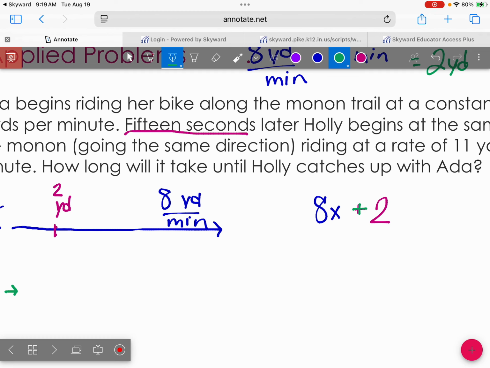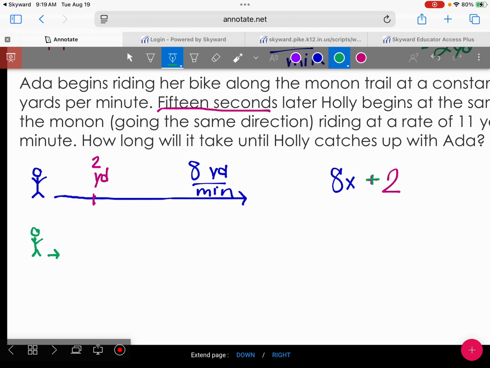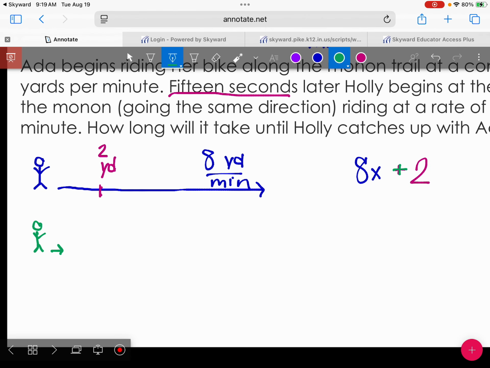So this is the expression for how Ada's going. She got to start a little bit ahead because her shoe wouldn't clip in. How do we write an expression for Holly? How fast she's going? Finally, I'm clipped in. Let's go. What's her expression? 11x. Because she's not starting ahead. She's just starting from the zero line.